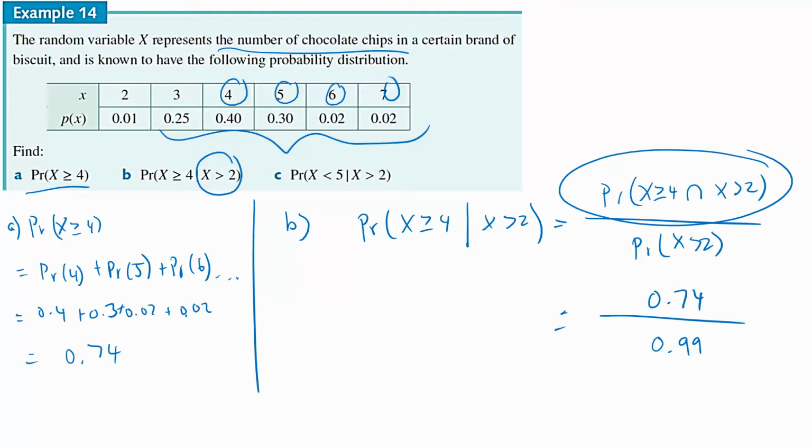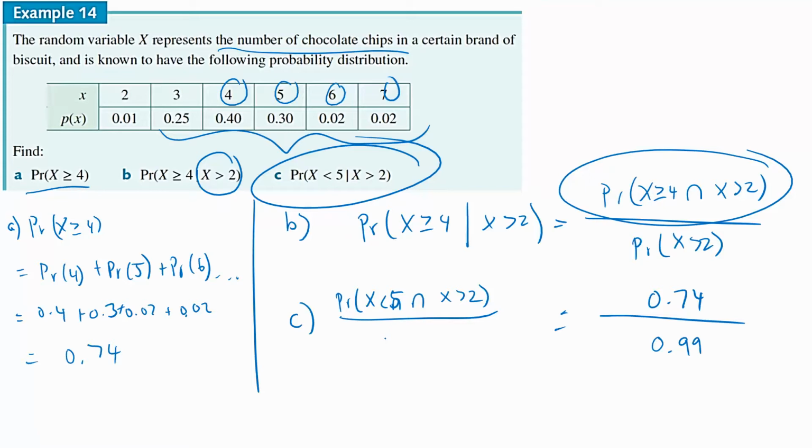Okay? Last one. Now that you know how to do B, how would you do C then? Yes. 0.0455. So X is less than 5, intersection. Good. Probability of X less than 5 intersect with given that X is greater than 2. Good. So greater than 2 would be 0.25 all the way that way.